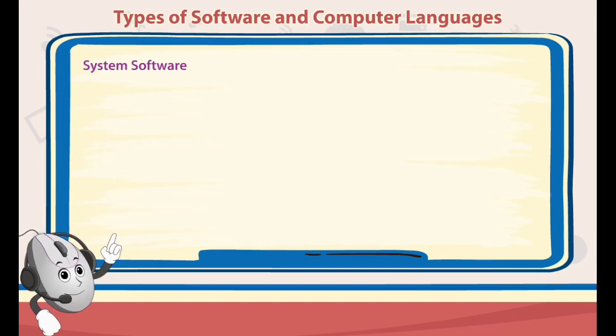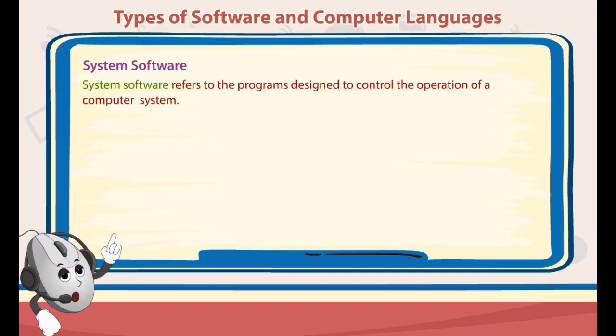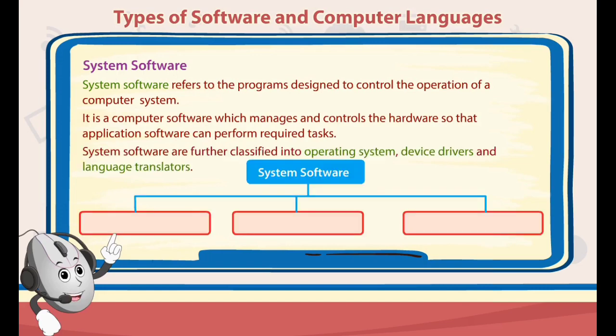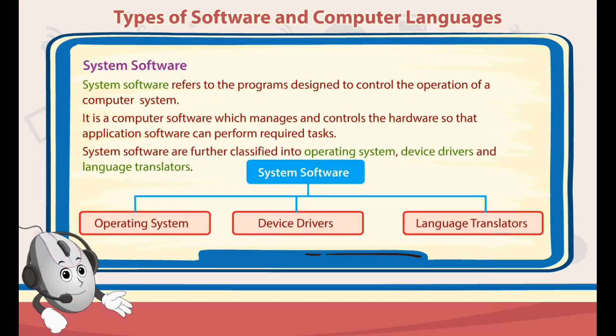System software. System software refers to the programs designed to control the operation of a computer system. It is a computer software which manages and controls the hardware so that application software can perform required tasks. System software are further classified into operating system, device drivers, and language translators.